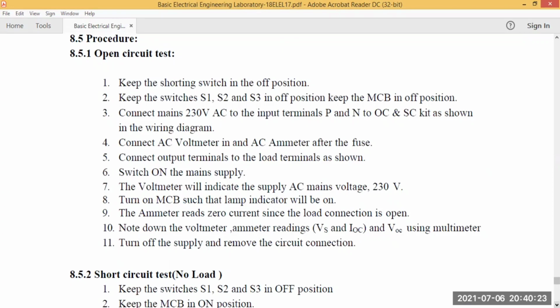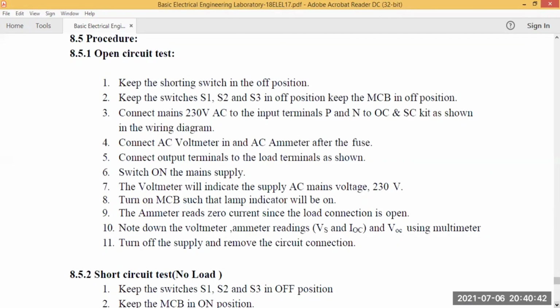Connect 230 volts to the phase and neutral. Connect AC voltmeter and AC ammeter after the fuse. Connect output terminals to load terminals as shown in the figure. Switch on the main supply. Note down the voltmeter reading and turn on the MCB.